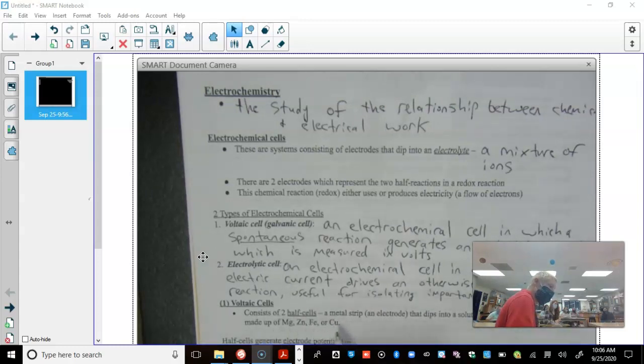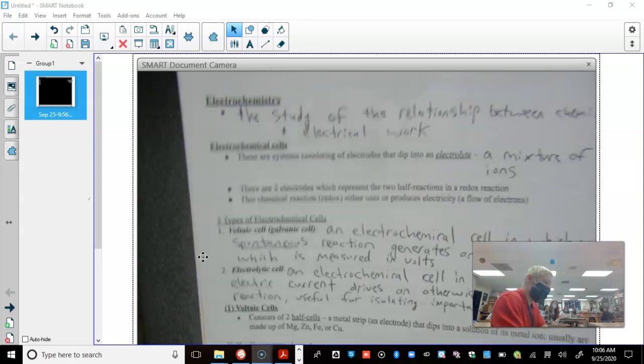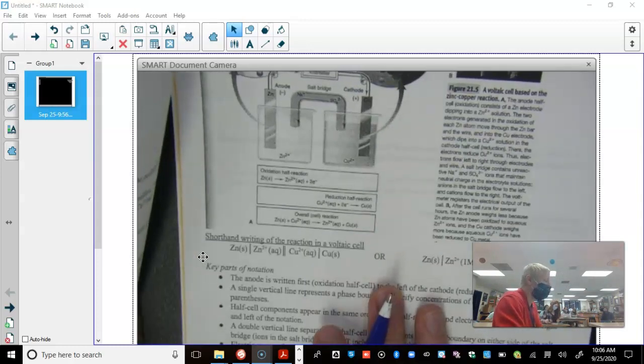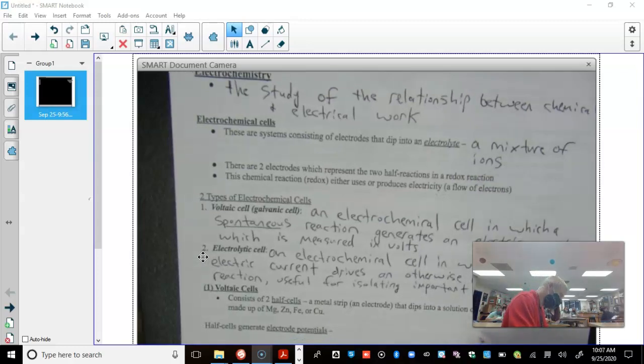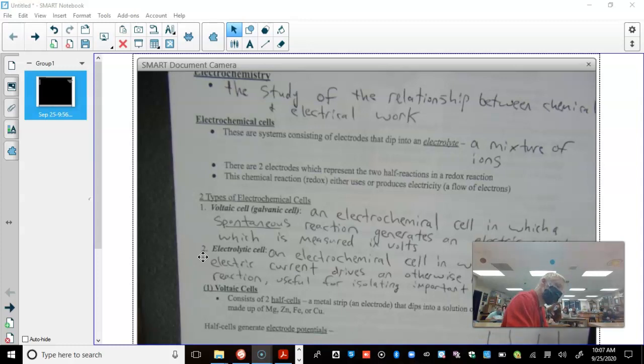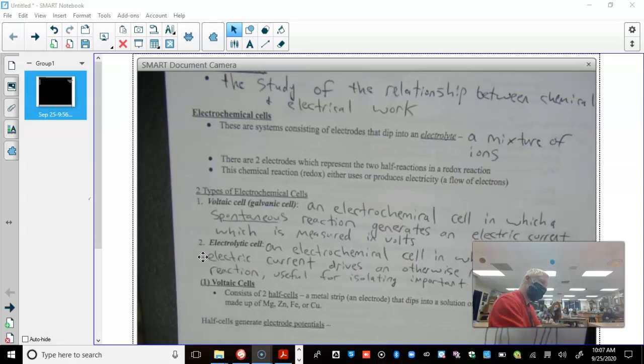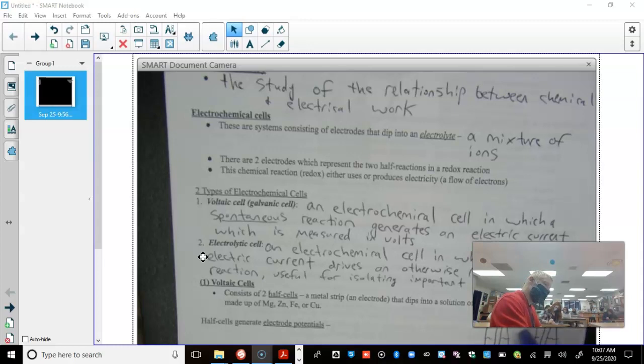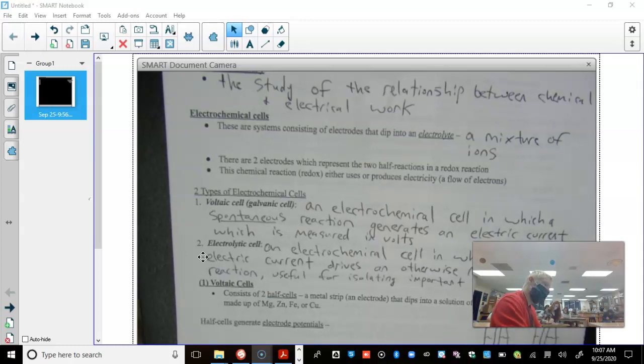It consists of two half cells, each a metal strip, an electrode that dips into a solution of its metal ions. They're usually made up of magnesium, zinc, iron, copper. I think there's a nice little picture. I'll draw a little picture too. We've got a metal strip and then a solution of ions, and a voltmeter just measuring the volts.